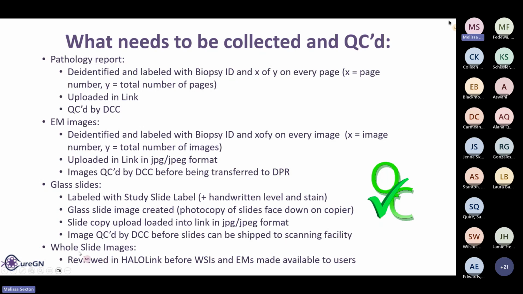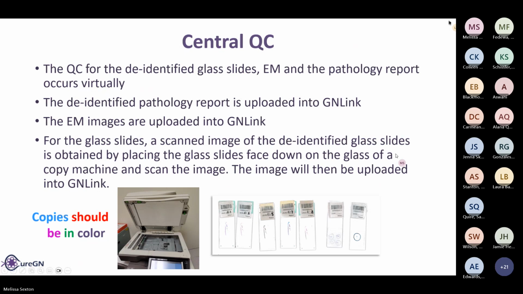And then we have the whole glass slide images, which are reviewed in Halo Link and then made available to other users. So the central QC for the de-identified glass slides, EM, and pathology reports all happens virtually. The de-identified pathology report is uploaded to Link as well as the EM images. And then for the glass slides, it's the scanned image that's uploaded. And as a reminder, the EM and the glass slides have to be in JPEG form, and the copies should be done in color.